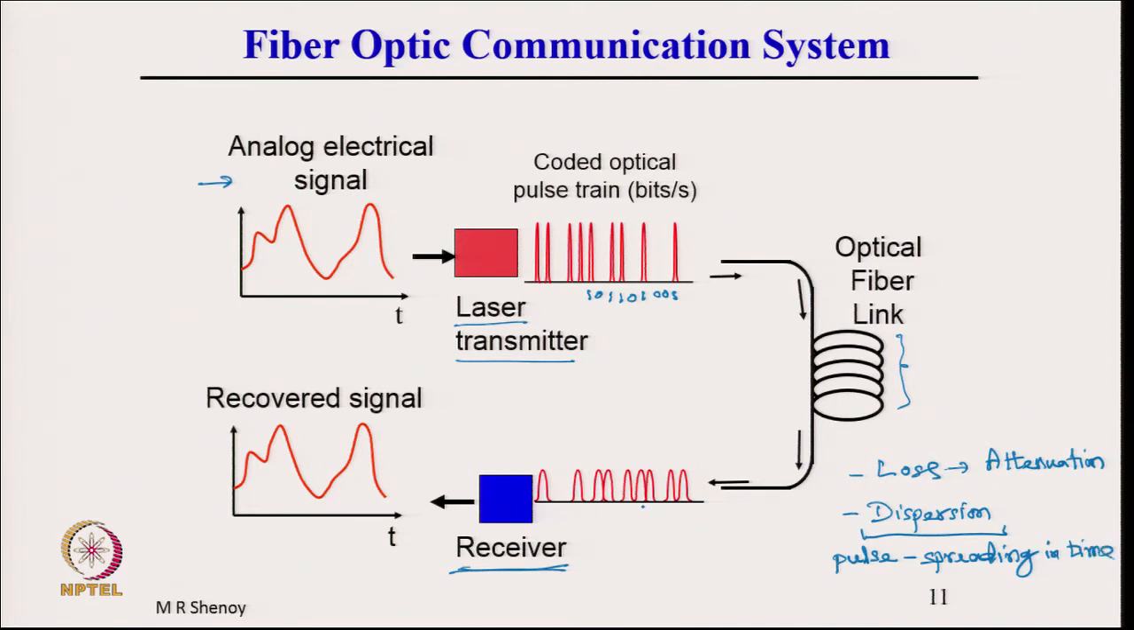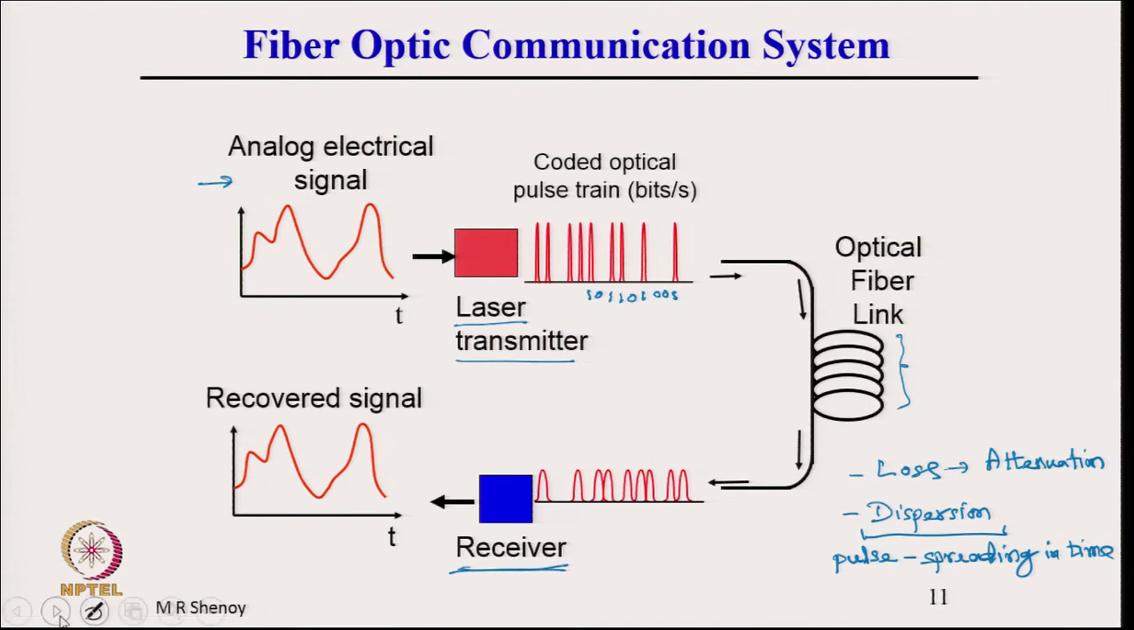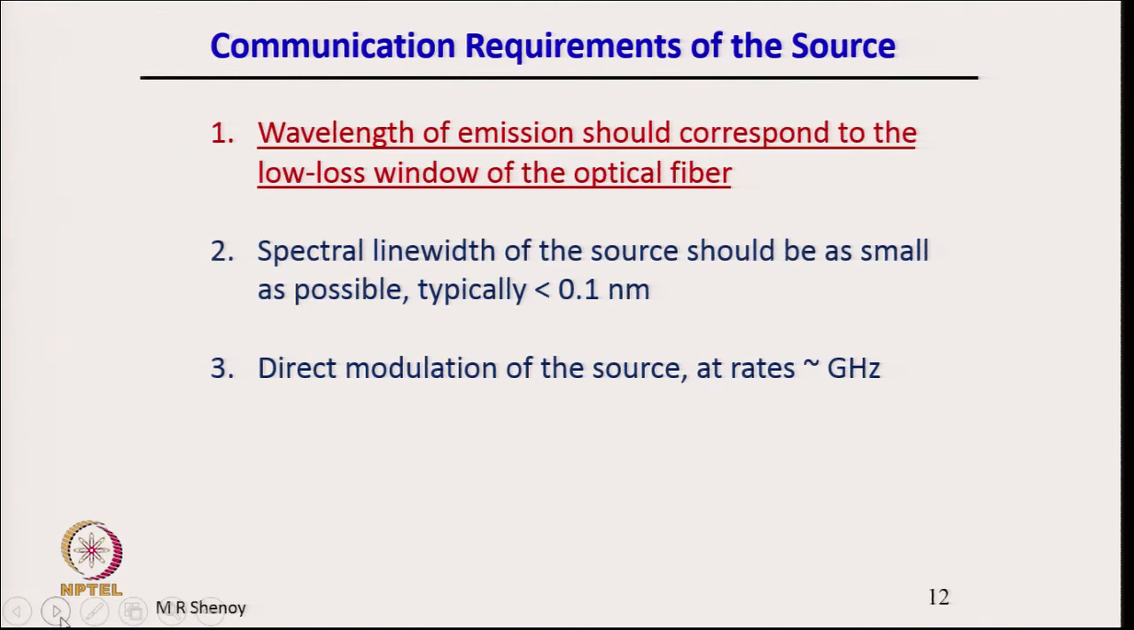And we will discuss this a little bit more. The communication requirements, we will discuss a little bit later. First, let me look at the requirement of the source which is used in the transmitter. What is the requirement of the source? First, the wavelength of emission should correspond to the low loss window of the optical fiber. Remember, optical fiber is the transmission medium, and therefore the wavelength of the source must correspond to the low loss window of the optical fiber. What is this?